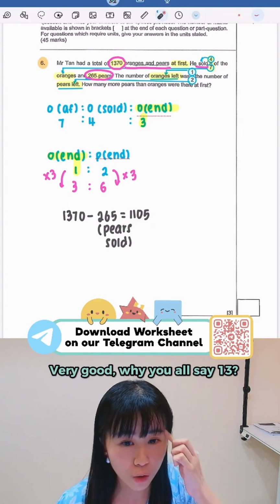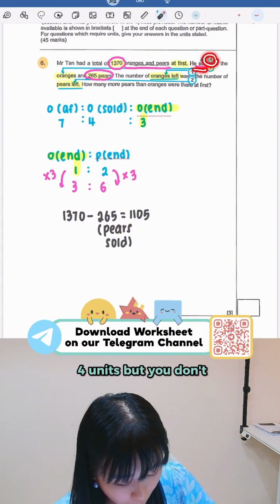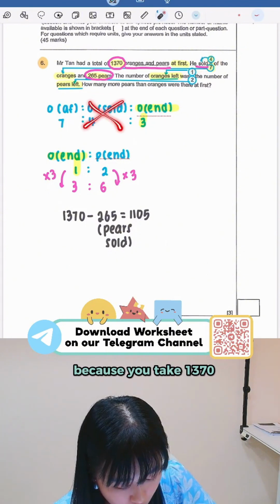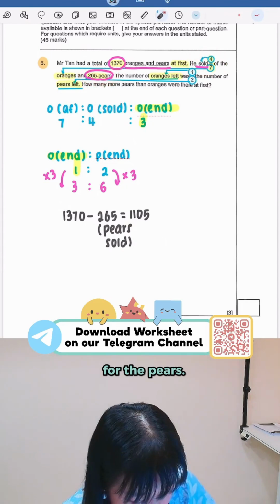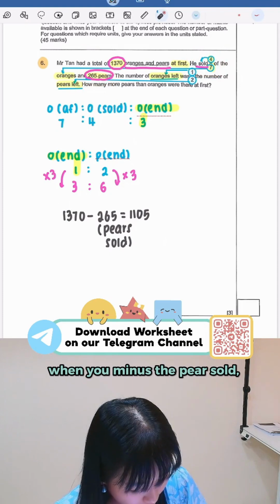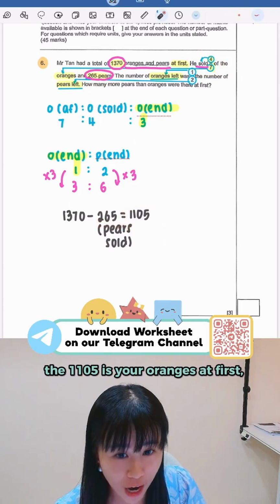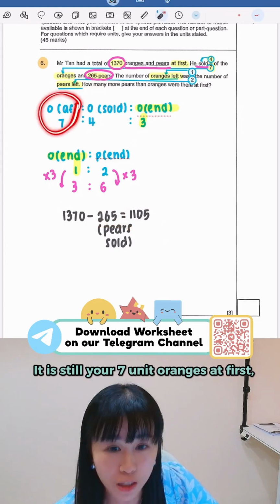Okay, very good. Why y'all say 13? Because he just now sold that 4 units, but you don't look at the sold, because you take 1370, you didn't minus that sold yet. You only minus the sold for the pears. You never minus the sold for the oranges. Which also means when you minus the pears sold, the 1105 is your oranges at first. Clear or not? It is still your 7 unit oranges at first.